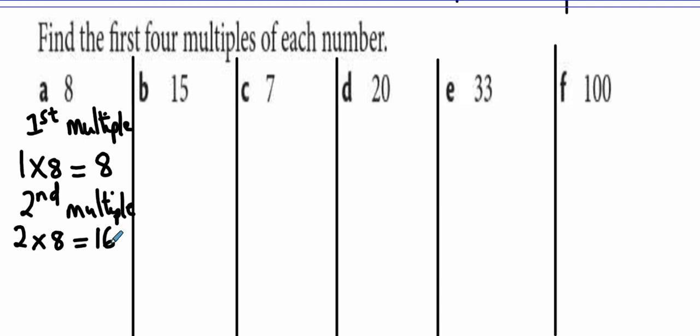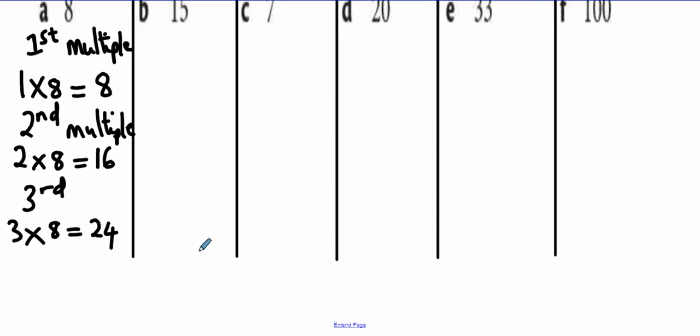And so on and so on. If I'm looking for the third multiple, it will be 3 times 8, the third multiple of 8, this will be 24. Okay, then I go on with the same concept, and that will give me the fourth multiple. I do 4 times 8, and that will give me 32.